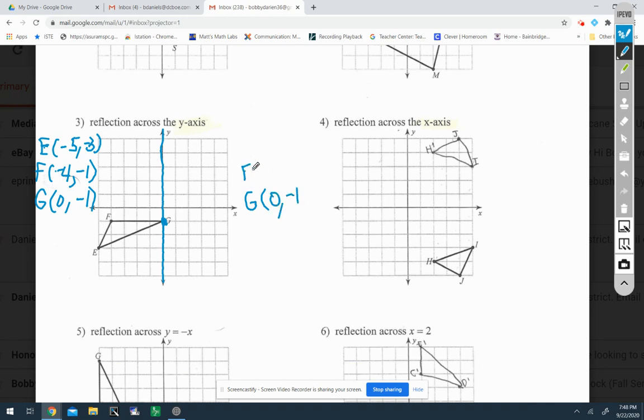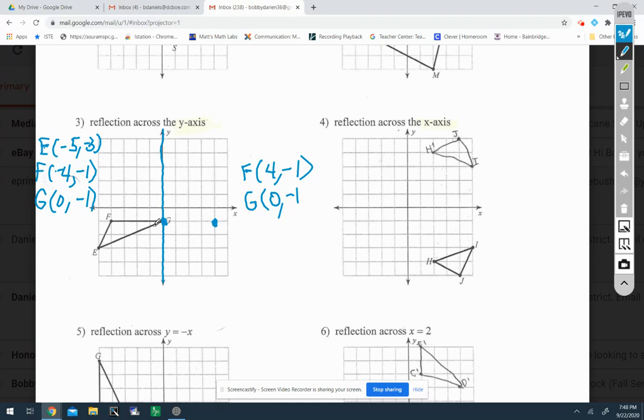All right, F, if we look at it, it's on y equals -1. Let's count how far it is from this line. 1, 2, 3, 4 places to the left. So we have to go in the opposite direction 4 places. So we'll count 1, 2, 3, 4. And now it's on the right. So it becomes +4 and -1. If you look at this, what changed is the value of x changed from a -4 to a +4.